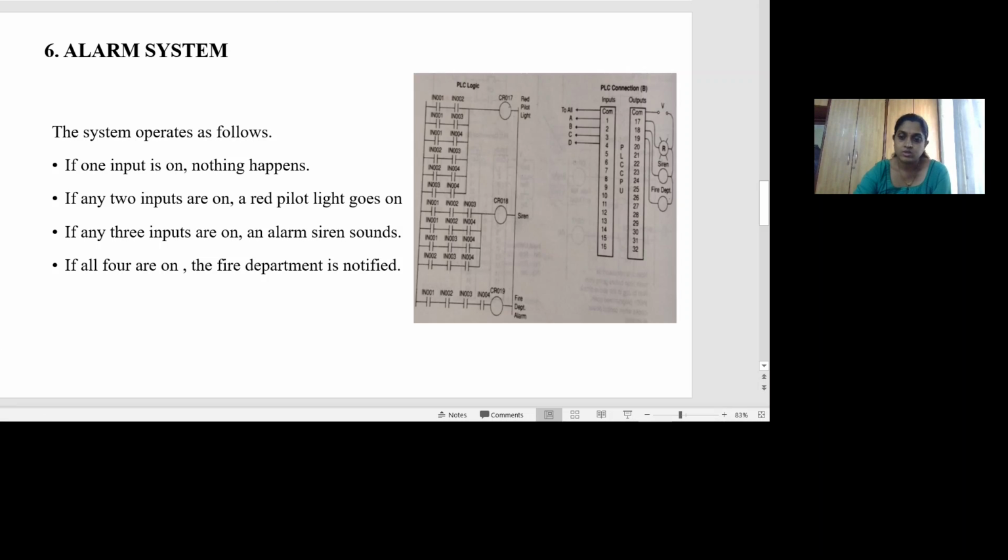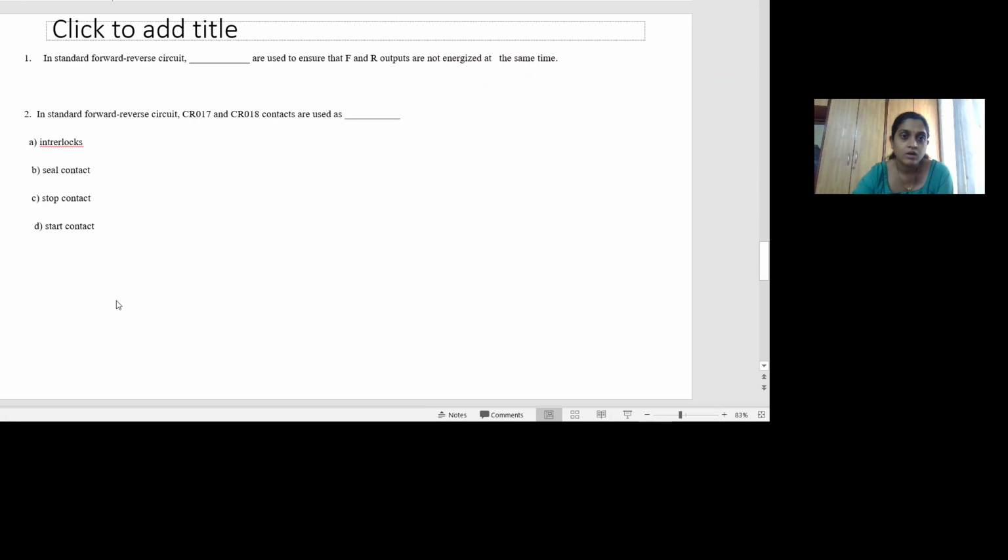So now let's quickly go to the quiz section. The first question is: in a standard forward reverse circuit, dash are used to ensure that forward and reverse outputs are not energized at the same time. This is a question about the new concepts which I introduced in this session. So it is mutual interlocks. Mutual interlocks are used to ensure that both the outputs are not energized at the same time.